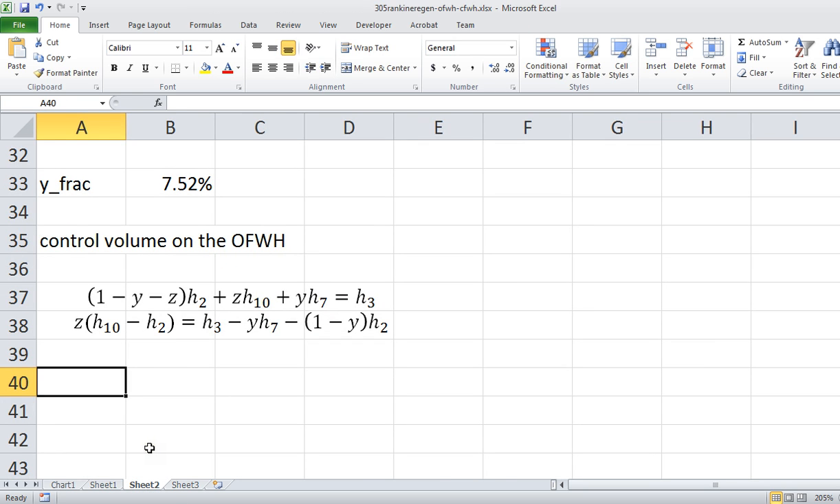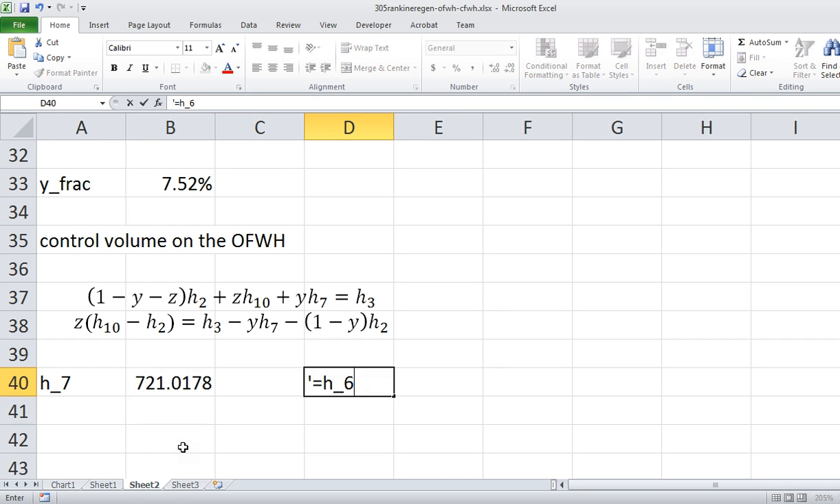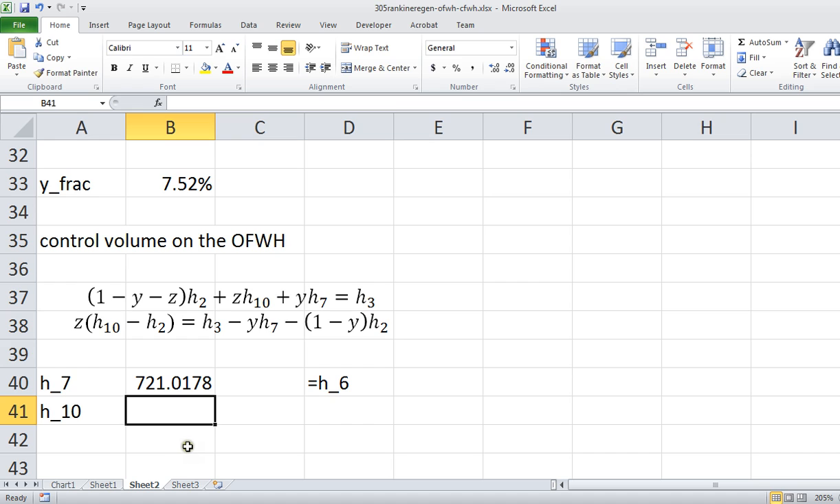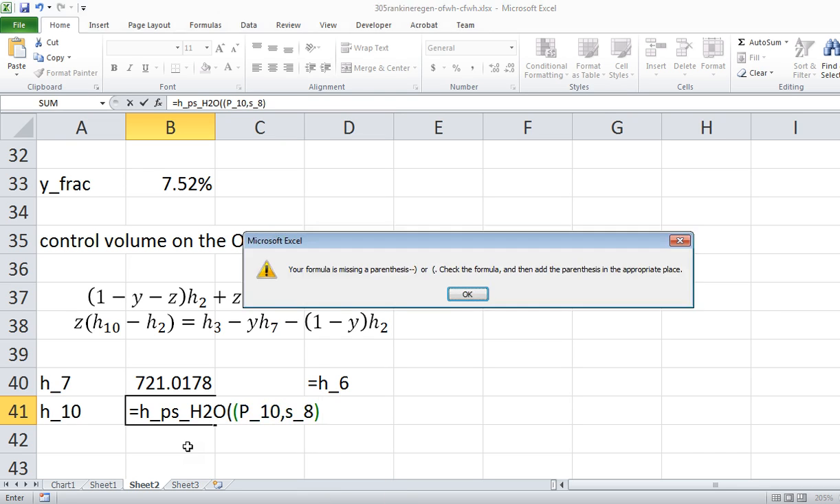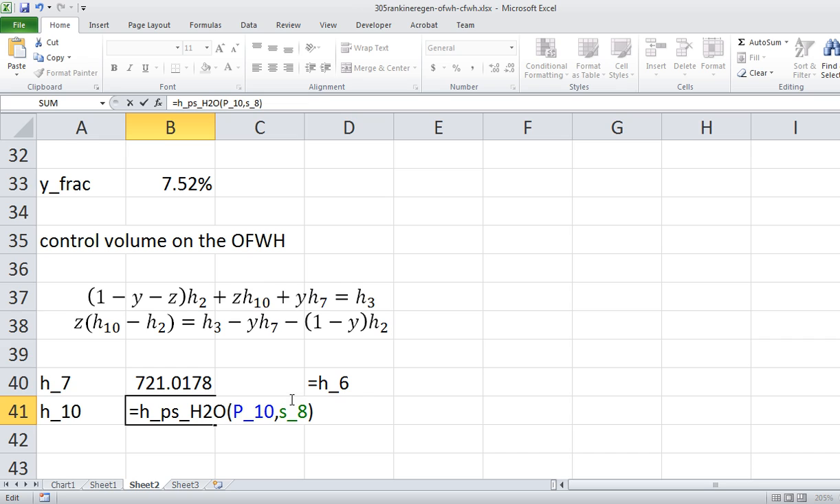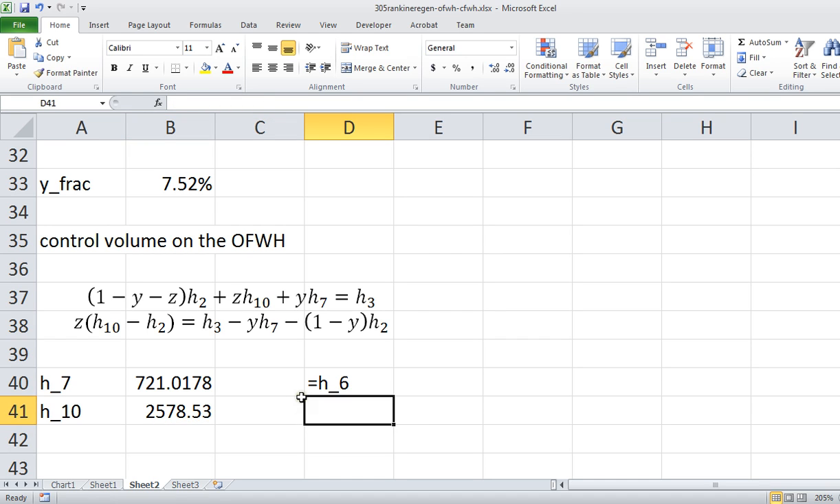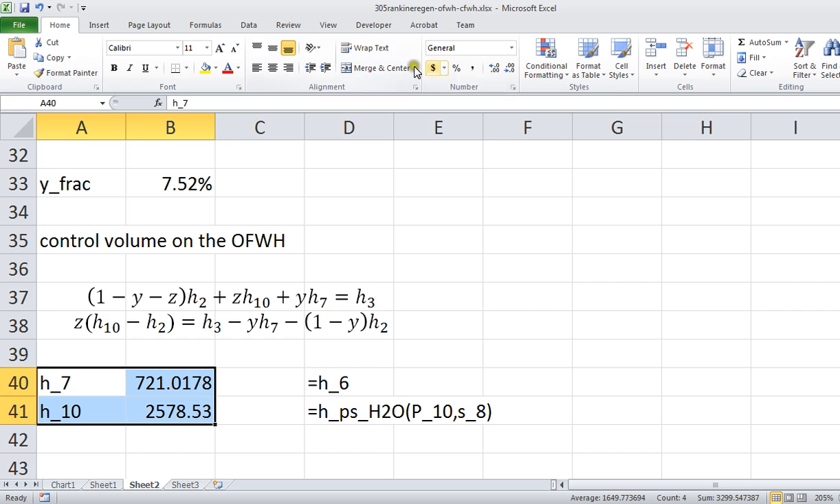Okay, so let's see if we can do that. H7, we said we're just going to let it be equal to H6. And H10, we're going to determine as a function of the pressure and the entropy. And the pressure is pressure 10, but the entropy is the same as the entropy entering the turbine. All right, so now we know all those terms, and I think we should be able to calculate that fraction Z.